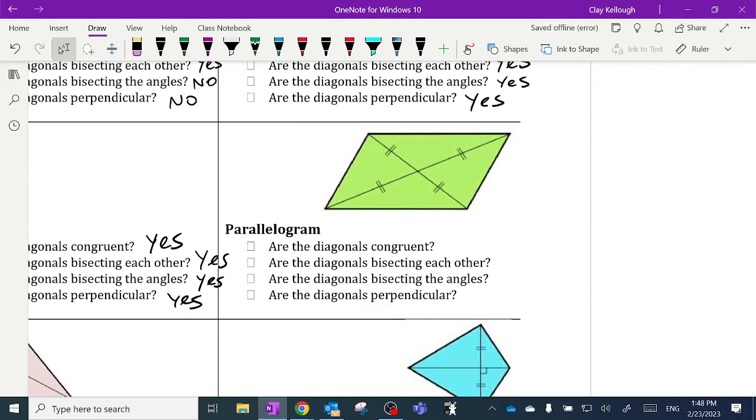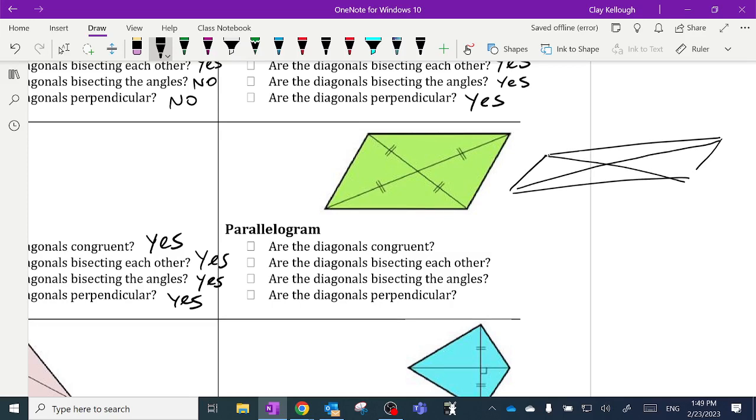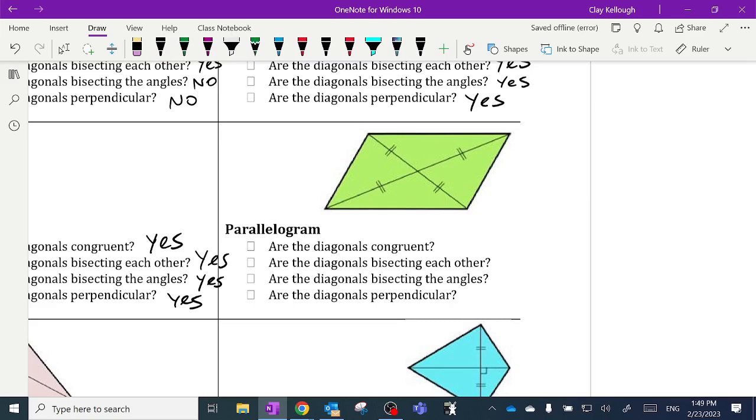Parallelogram. Are the diagonals congruent? No. Because again, imagine if I made this really long and skinny, right? This line here is longer than that line. Okay, so they don't have to be. The answer here is no.